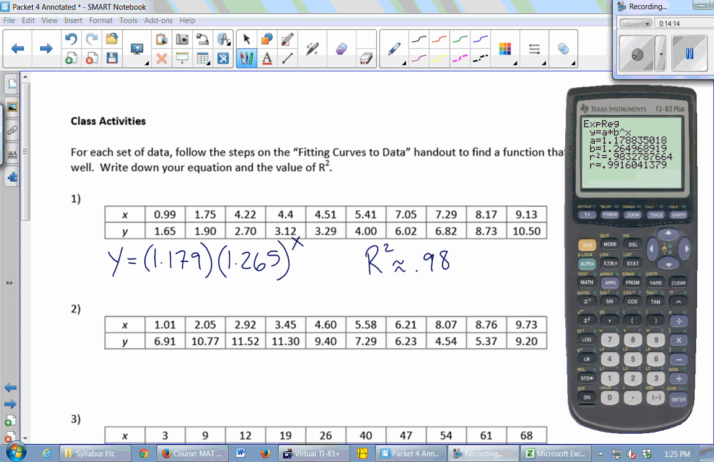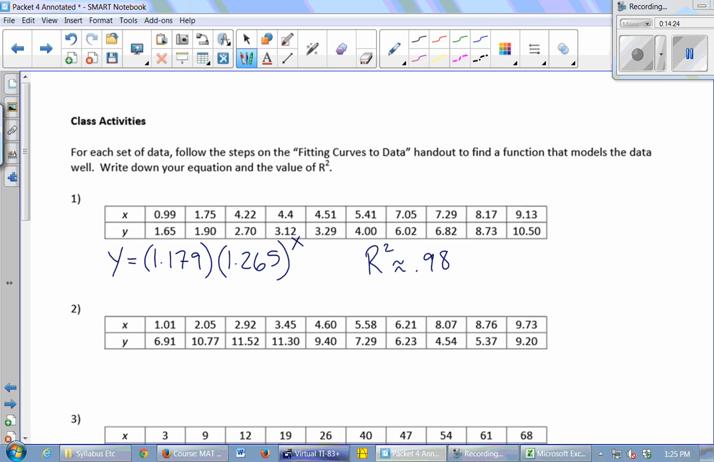All right, so this we would say appears to be a good model, right? And that's all they asked for in this particular question: write down your equation and value of r squared. Okay, now you can try some on your own. Let me know if you have questions.